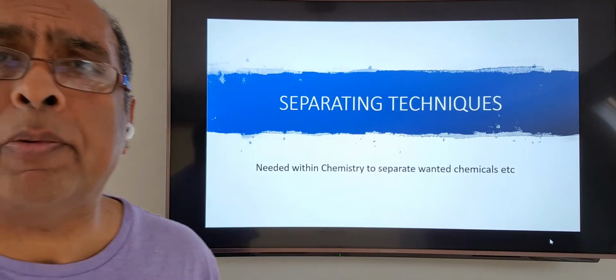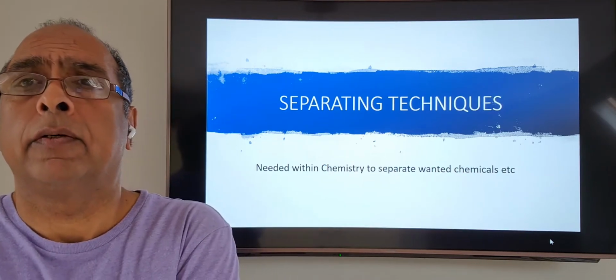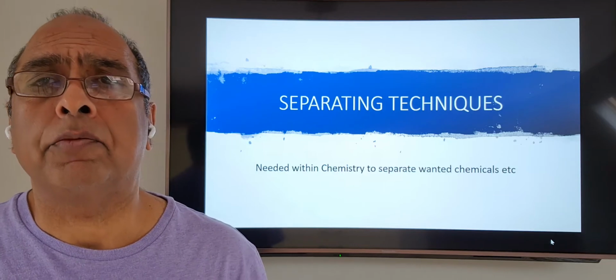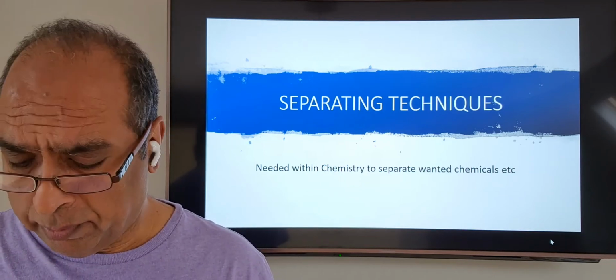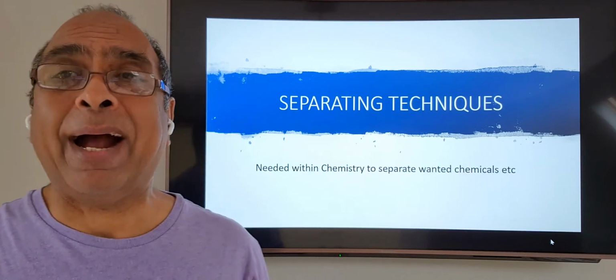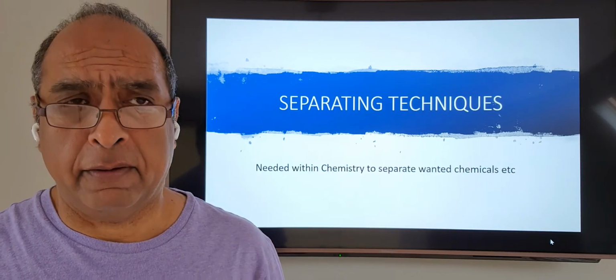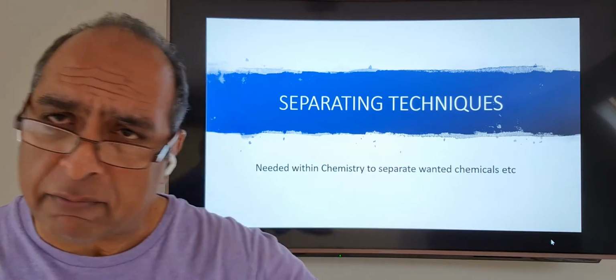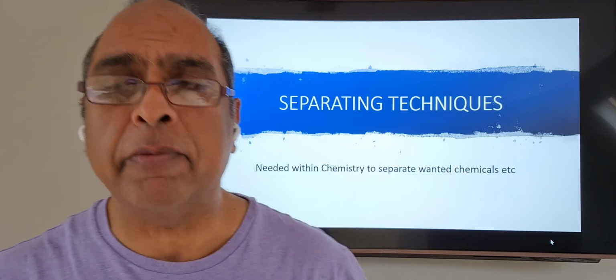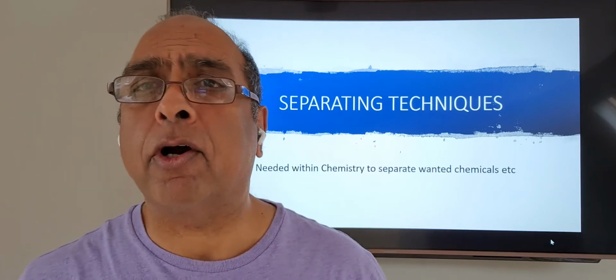Going to deal with separating techniques within the GCSE syllabus. So the obvious thing would be, if you've got chemicals mixed up, you've got a mixture, how do you separate them? You could use common sense, like you've got green marbles and red marbles, you just pick out the green marbles from the red marbles. The chemicals are a bit more complex.